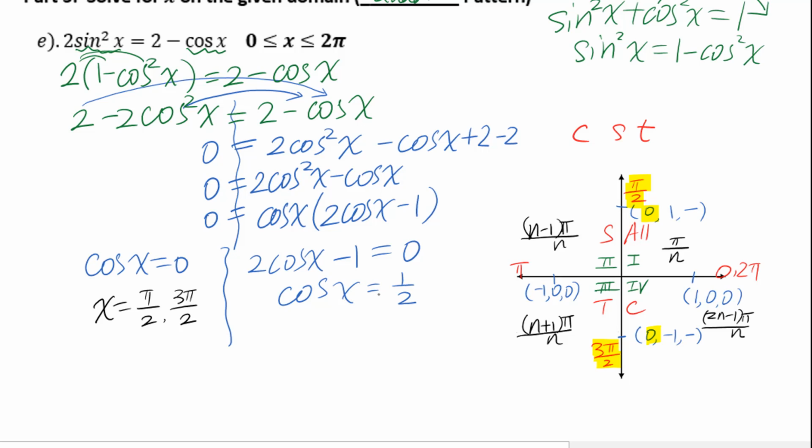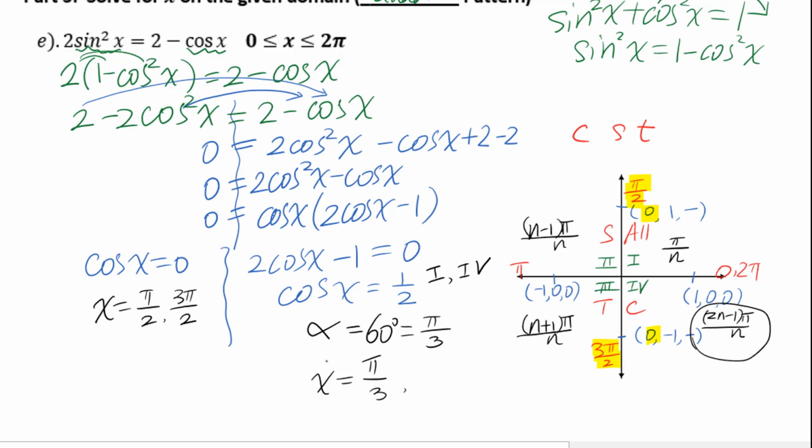For cosine x equals to 1 over 2, we need a reference angle. That is a 60 degree pi over 3. 1 over 2 is a positive, so go to first and then the fourth quadrant. So x equals first quadrant, it's a pi over 3. Fourth quadrant is this pattern. So you get 5 pi over 3. You have 4 solutions to this equation.